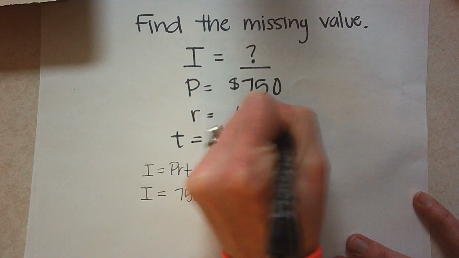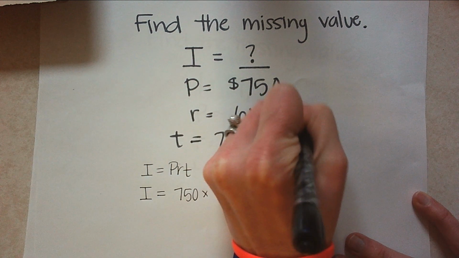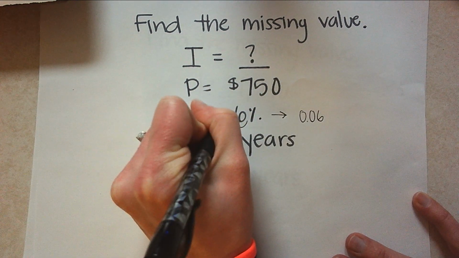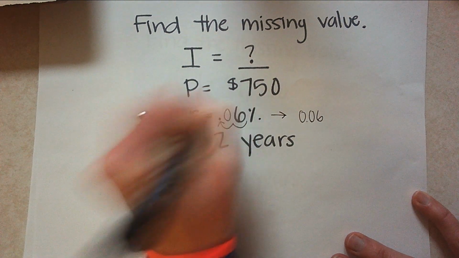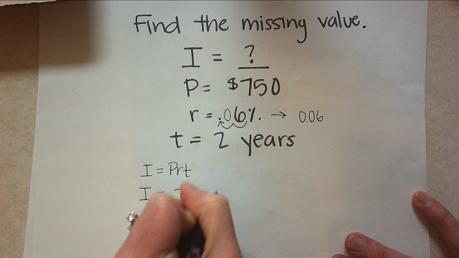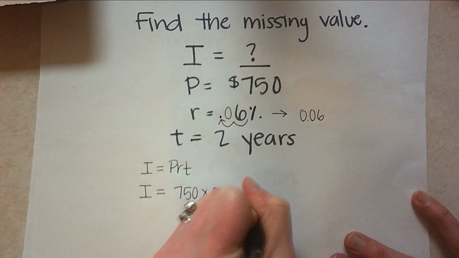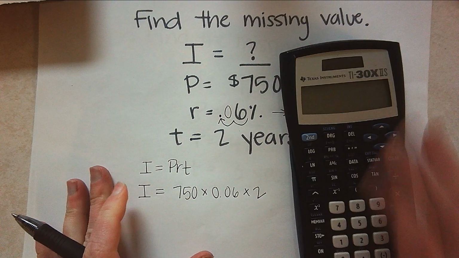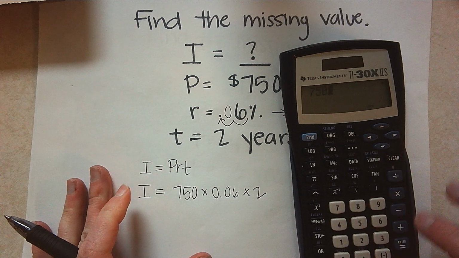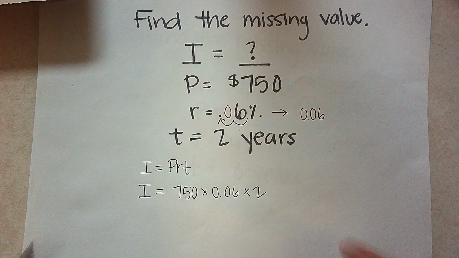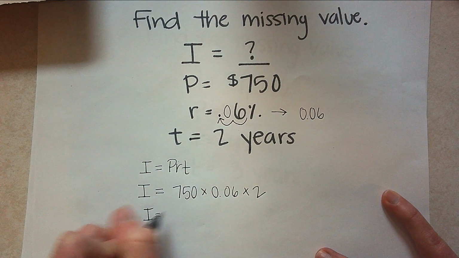We always want to write our rate when we're multiplying as a decimal. And so we take a percentage and we make it into a decimal by moving that decimal 2 places to the left. So I have to add a 0 here. My decimal for my rate is 0.06. My time in years is 2 years. And then from here, we are allowed to use calculators this unit. And so I multiply all three of those numbers together to get my interest as $90.